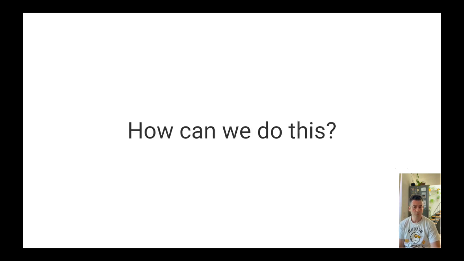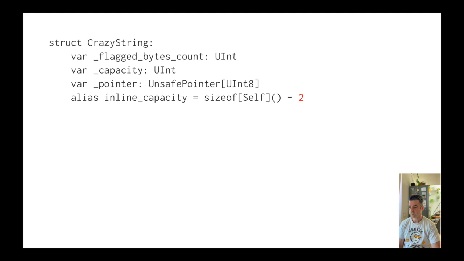All right, how can we do this? What's the magic sauce behind the CrazyString? Well, this is how the struct is defined. In this case, CrazyString has 3 fields. We have flag byte count, which is a uint. We have a capacity, which is a uint. We have a pointer, which is an unsafe pointer to uint. And then we have an alias, which is defined at compile time, where we say inline capacity is the size of self minus 2. Why minus 2?